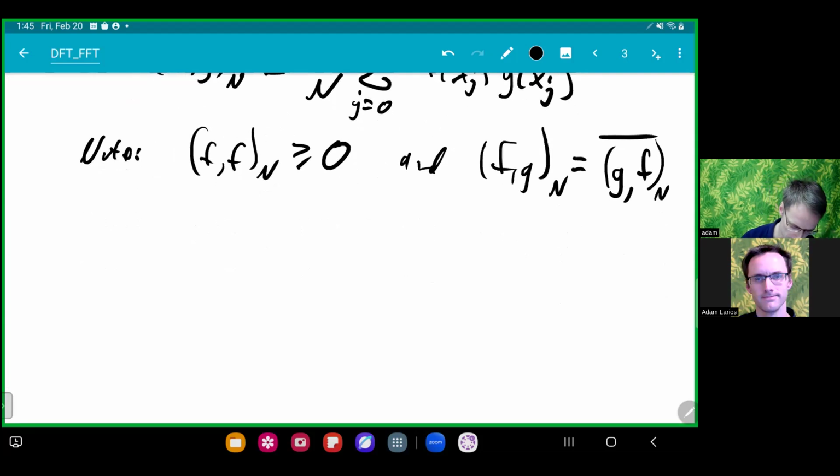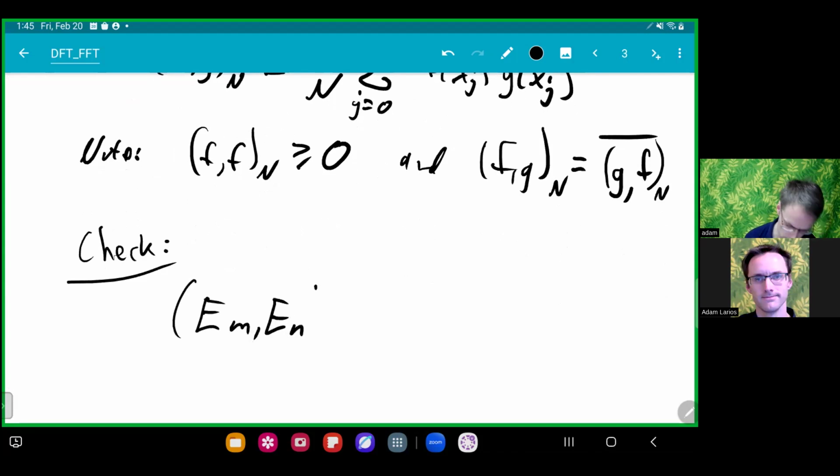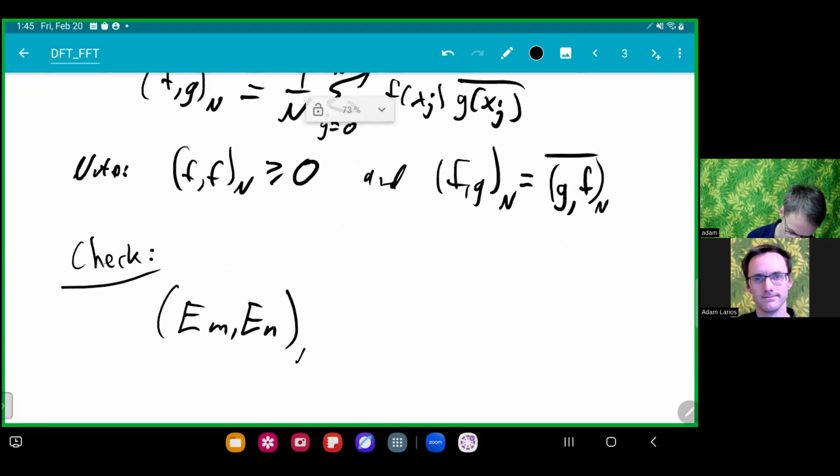With this inner product in hand, it's a nice notation for what we used before. And it also has a similar property. If we plug the exponential functions that we saw before into this, it is also either 1 or 0. That is, it's another Kronecker delta function. So it's 1 if m and n are equal, or it's 0 if they are not. And that's the reason why we are normalizing by this 1 over n.